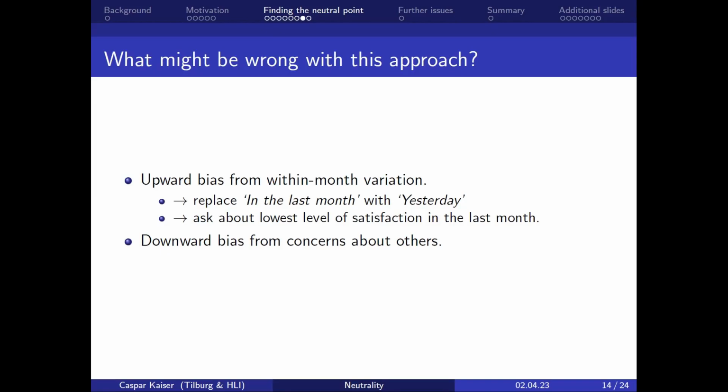Again, here you would actually have a downward bias in the neutral point from concerns about others, right? You might think, oh, I would rather be dead, but I might not allow myself to think that because I'm worried, for example, about my children or my loved ones. So in that case, we would again have a downward bias, but I don't think it would be as strong.